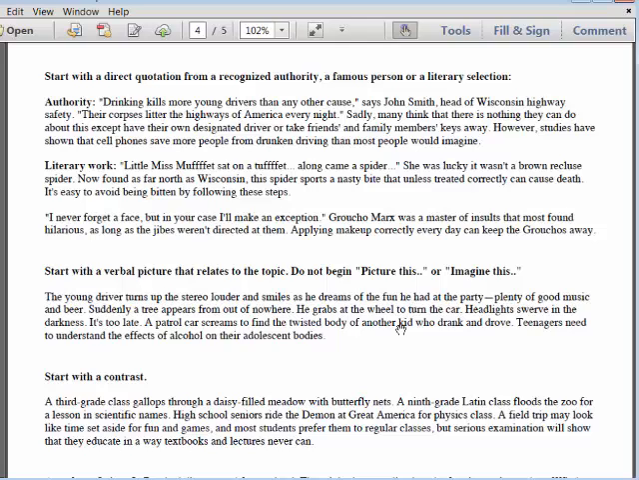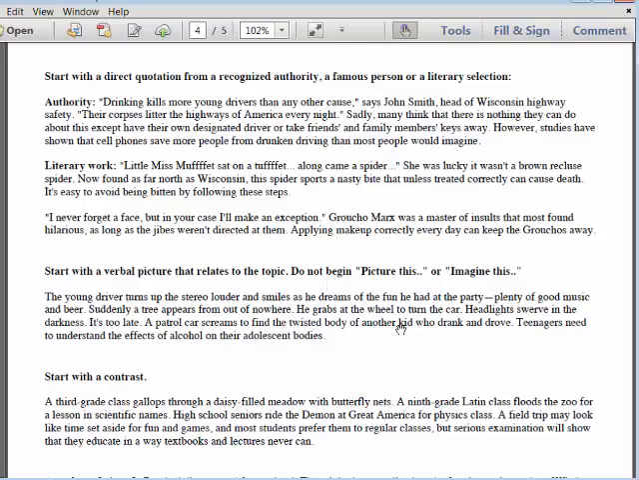Okay, a literary work example. Little Miss Muffet sat on a tuffet. Along came a spider. She was lucky it wasn't a brown recluse spider. Now found as far north as Wisconsin, this spider sports a nasty bite that, unless treated correctly, can cause death.